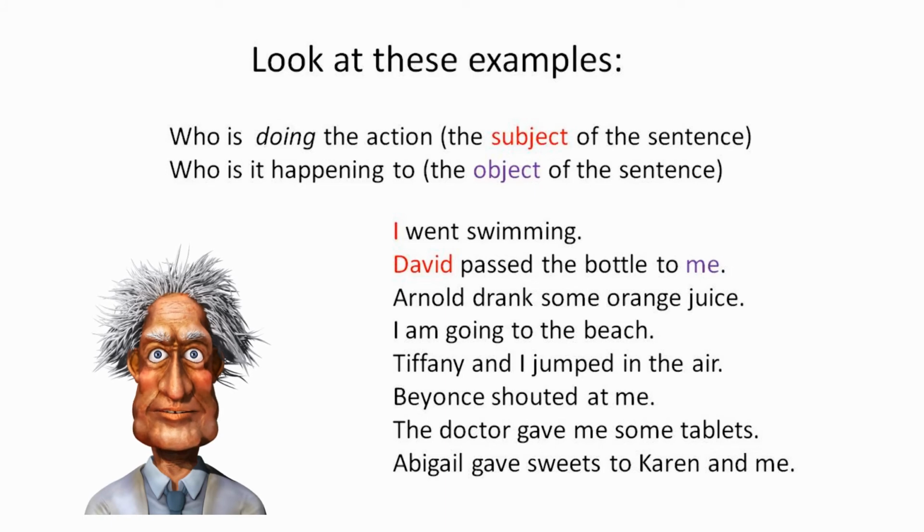In the next example, David passed the bottle to me. Again, who passed the bottle? It was David, so David is the subject. And to find the object, who was the verb happening to? Well, in this case, he was passing the bottle to me. So me is the object, and that's a pronoun, and that's correct because me is the object pronoun.